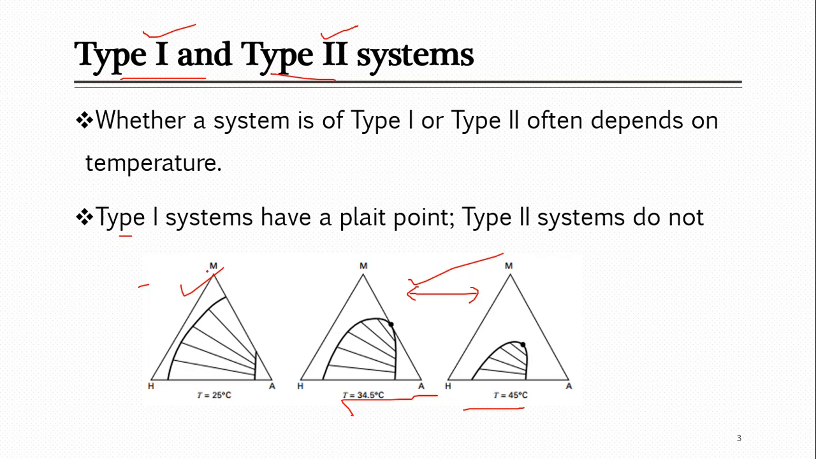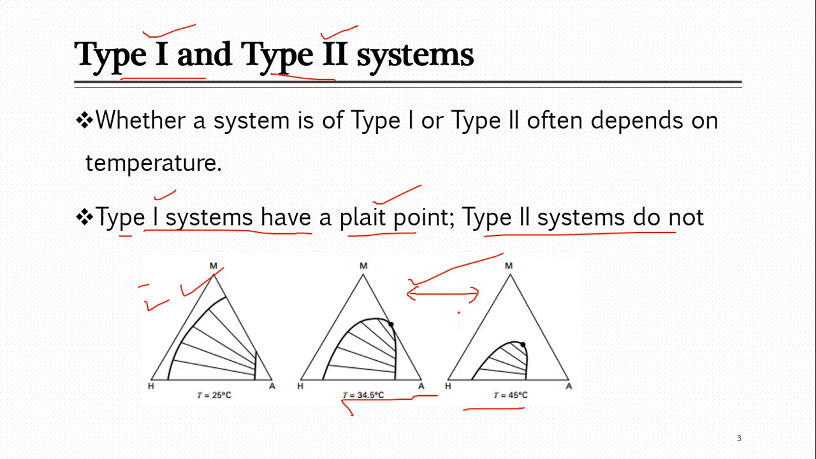The main thing which is different in the diagram is that a type 1 system has a plait point. You know, the plait point is the one point which differentiates the two sides, raffinate and extract, and also separates the two-phase region from the one-phase region. So the plait point is available in type 1. You have been discussing type 1 for the last few days, so you already know these types of diagrams given on the right side, these two. While a type 2 system does not have a plait point, like this one in which you can't see any plait point. There is no plait point in this diagram, but the other two diagrams have one, so they are type 1 systems.